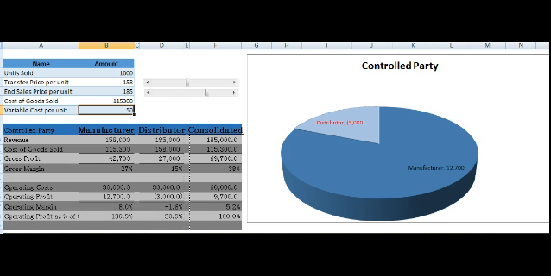However, once we've done this, we've had a major shift in the distribution or allocation of profits in the controlled party. The manufacturer is now capturing essentially more than 100% of profits, and the distributor is incurring a loss of 3,000. It's incurring this loss because the impact of the increase in the transfer price has been shifted from the manufacturer to the distributor, and that increase has been large enough to put the distributor at a loss.